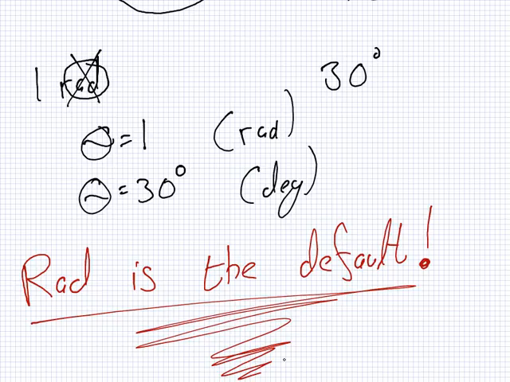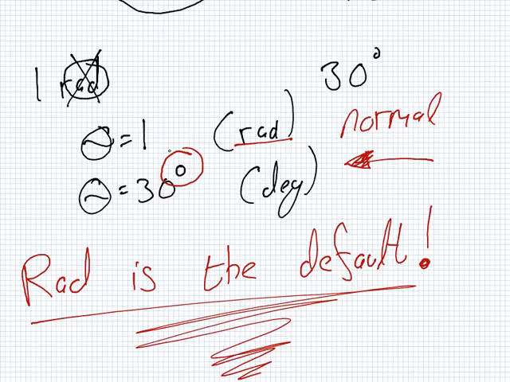Okay, so I think the problem is because you learn degrees first, you think this is the normal one to use and radian is the special one. No, you need to think about it the other way. Radian is the normal angle to use in math, and it's degrees that's the special one. Okay, so if I don't tell you what the unit is, it means it's radians, because this is the normal one to use. It's degrees that's the special one, and I need to tell you with a symbol that it's degrees.